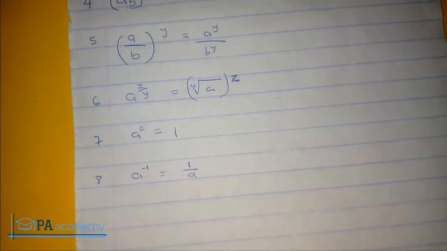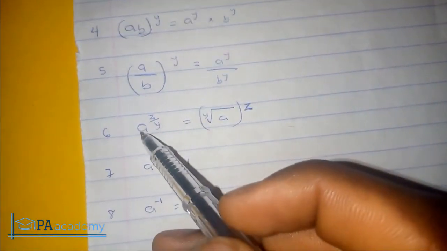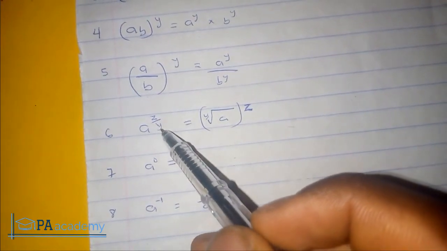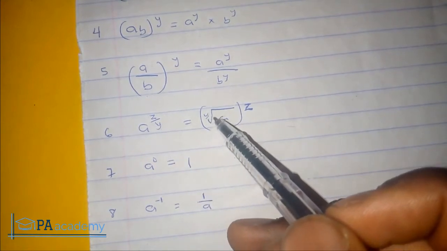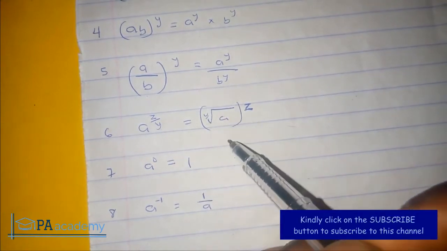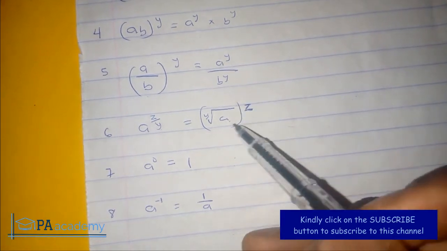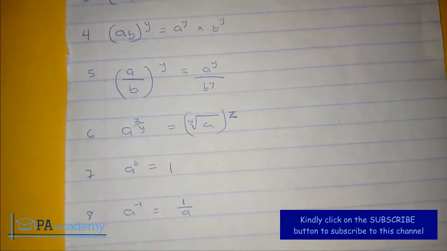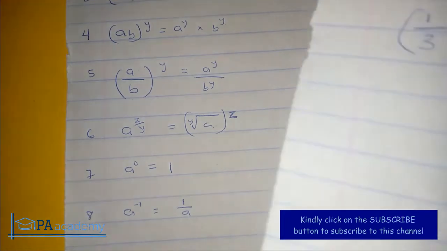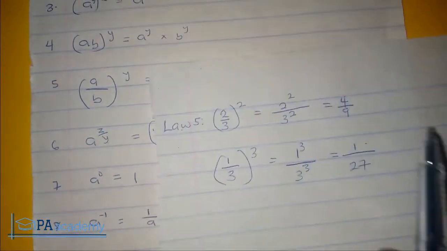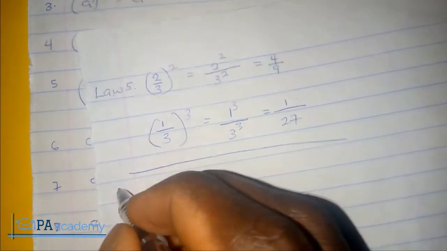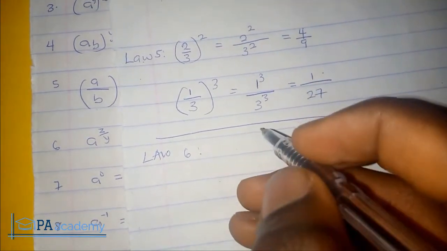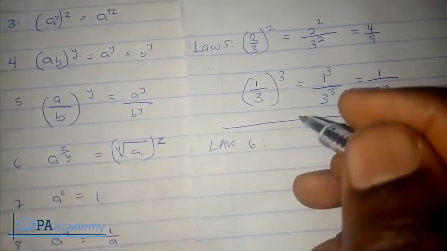So now let's go to law 6. Law 6 is, if you have a raised to power z over y, it is the same thing as having this y, the one at the denominator, outside the square root of the number, all in brackets z, the z which is the numerator. So let me use real numbers as an example. So law 6. Let's use real numbers now.